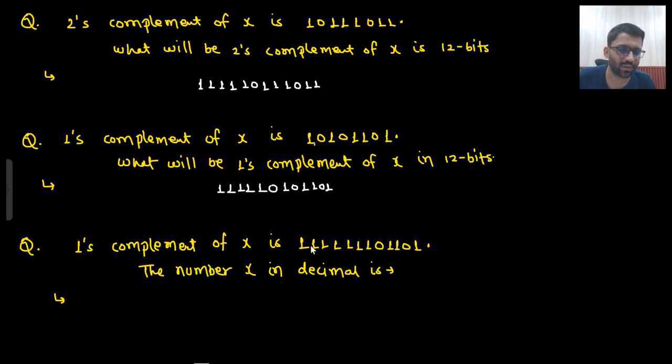So what we can see here is that 1 1 1 1 1, these are the sign bits only, no? 1's complement of x is this, so these are the sign bits. So that means the 1's complement representation is 1 0 1 1 0 1, right? Do you agree to this point?